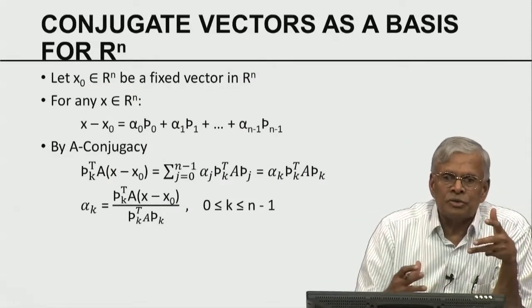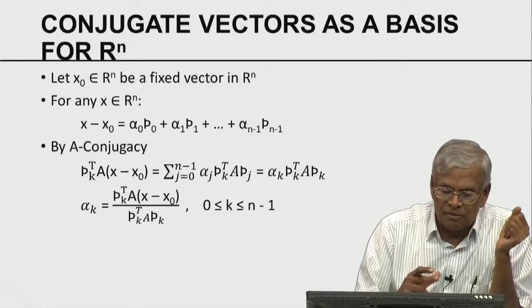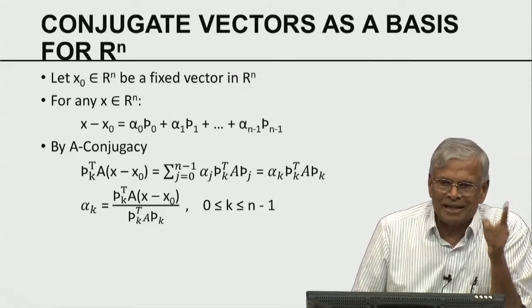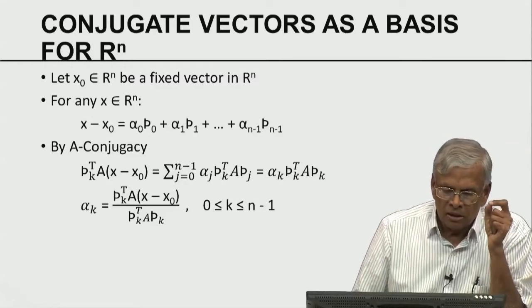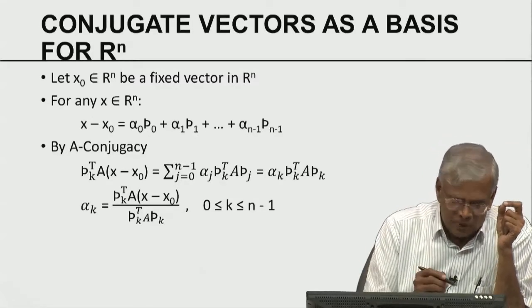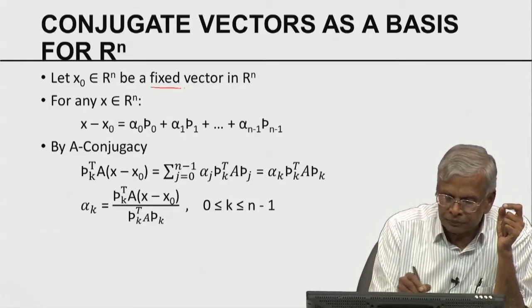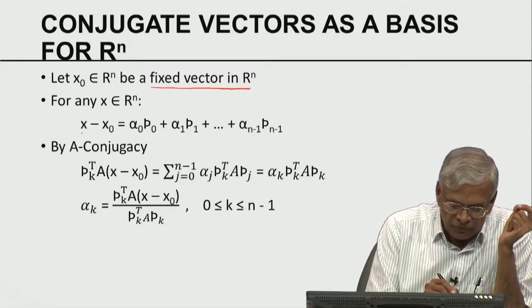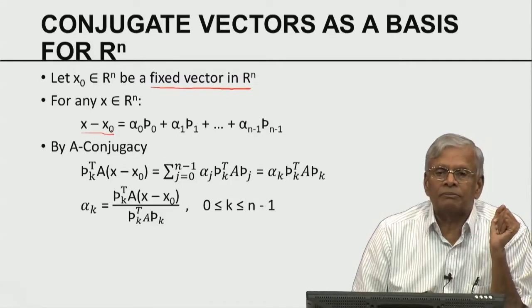So I am now going to verify some of the claims we made. Conjugate vectors as a basis for R^n, because they are linearly independent. If they are linearly independent, we should be able to use them as a basis. Let x naught be a fixed vector in R^n. For any x, x minus x naught is an arbitrary vector.